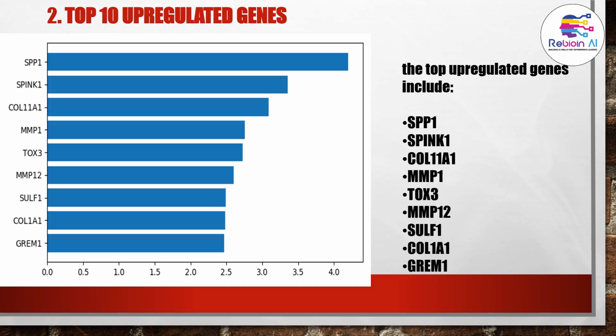Upregulated genes. The top upregulated genes are SPP1, SPINK1, COL11A1, MMP1, TOX3, MMP12, SULF1, COL1A1, GREM1.